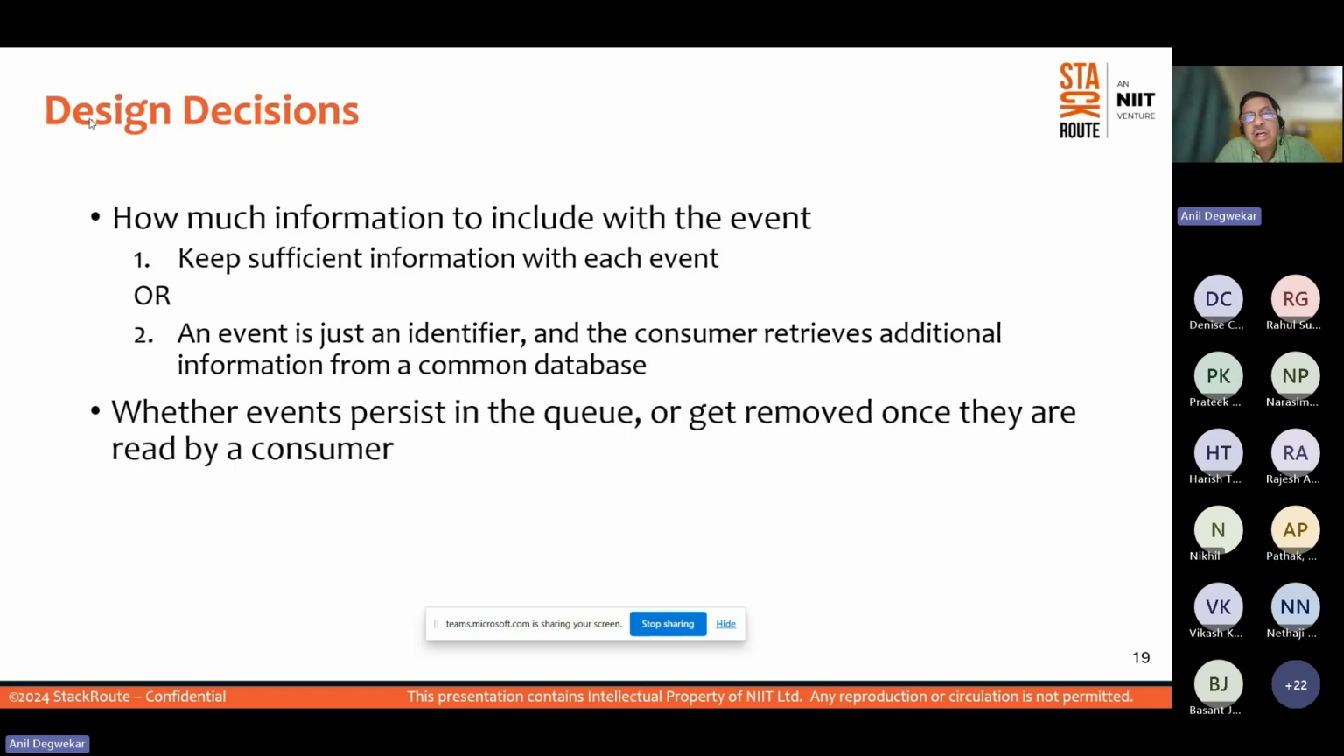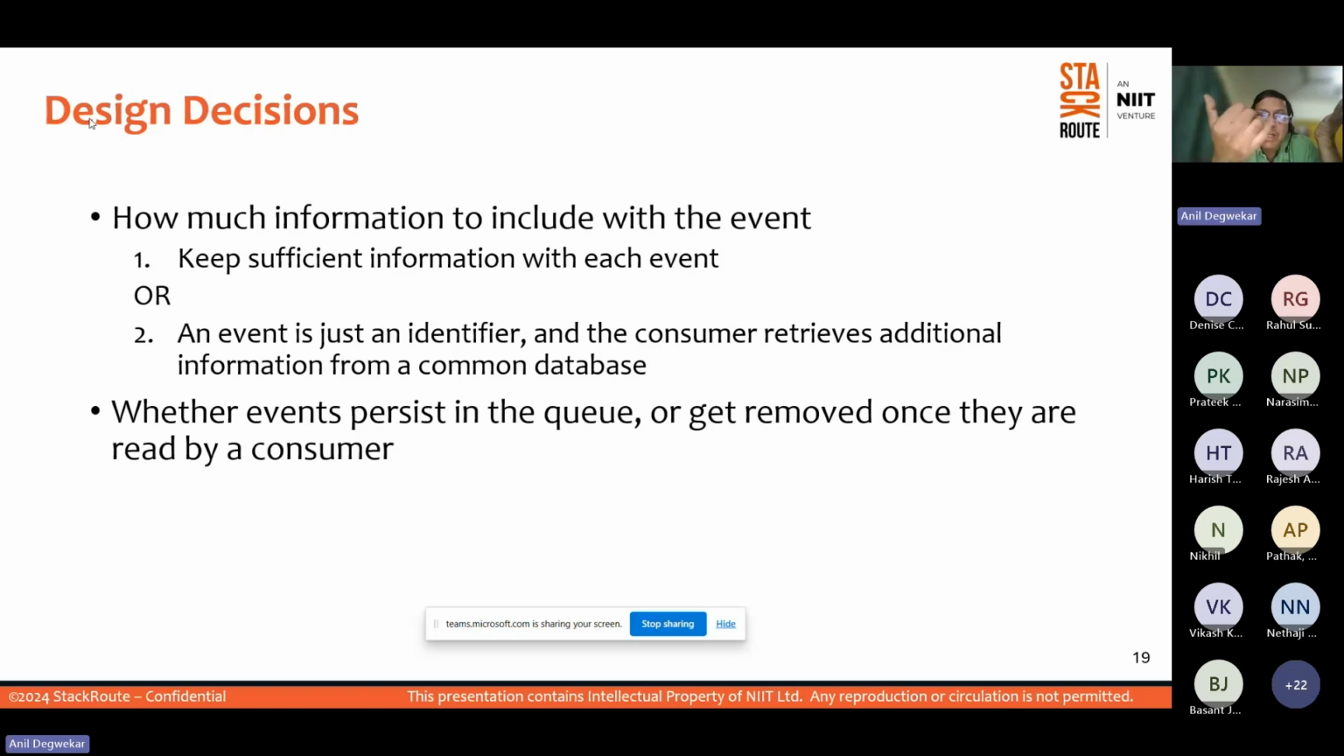And likewise, another key design decision to be made is, when you put events in the queue, whether these events persist or they get removed every time they are read by the consumer. So the first approach makes sure that events are never lost, but then events may remain in the queue for a longer time, so your queue size will go up. The second option makes sure that queue size doesn't bloat too much.